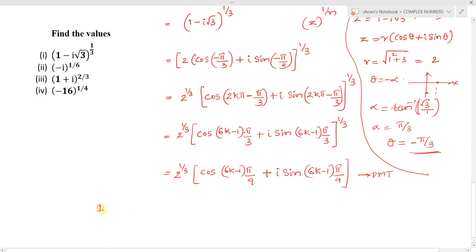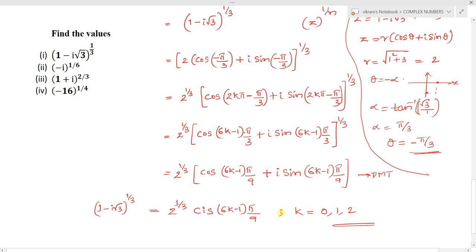So 1 minus i root 3 whole power 1 by 3 can be written as 2 power 1 by 3 into cos theta plus i sin theta, written as cis theta, where theta is nothing but 6k minus 1 pi by 9, where k equals 0 to n minus 1, here n equals 3, that means 0, 1, 2. This is our required solution for this one.